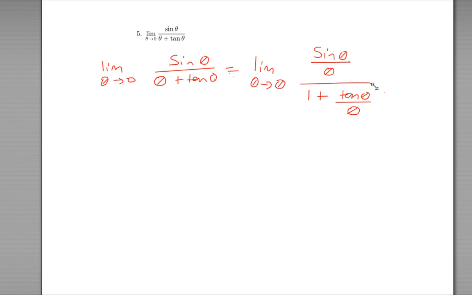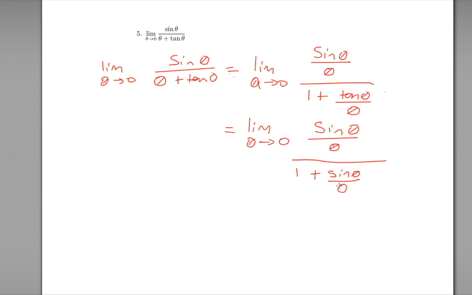Okay, so how does that really help us? Well, it hasn't helped us too much. Actually, it looks like it made our lives more difficult, but in fact it hasn't. This is theta going to 0. So we're just going to leave this as sine theta over theta. That's on the top. On the bottom, what do we have? We have 1 plus sine theta over theta, because that's the top part of tan. The top part of tan is sine theta times 1 over cos theta.